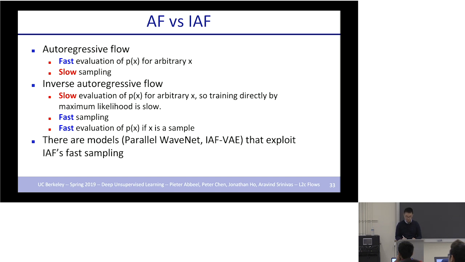In fact, there are models that exploit this fast sampling to achieve the performance they need. One of them is the Parallel WaveNet paper. WaveNet was an autoregressive model, and that was too slow to be practical. The WaveNet authors changed it to an inverse autoregressive flow and then fit it differently to get fast sampling.